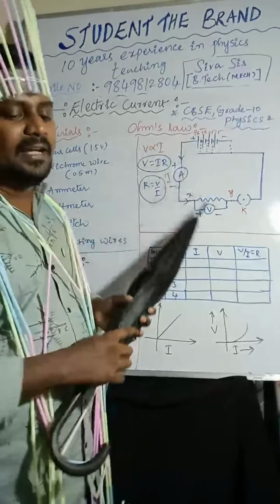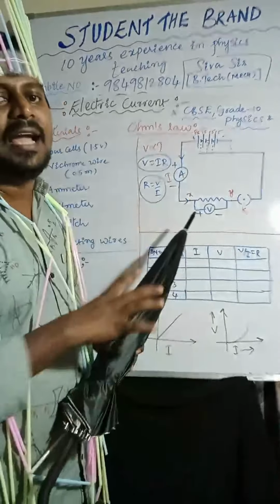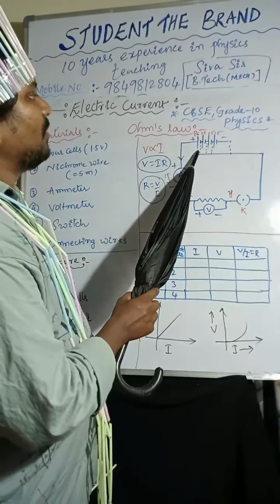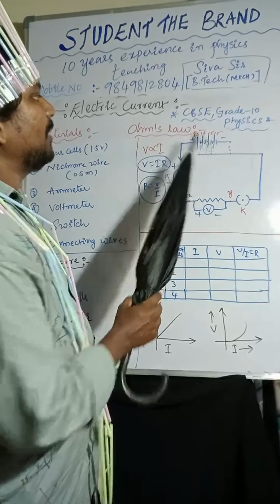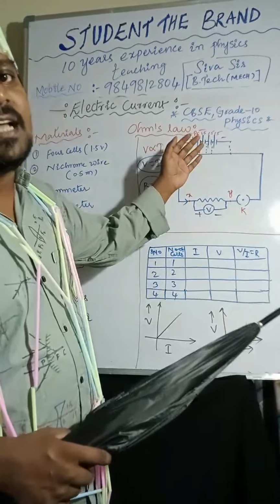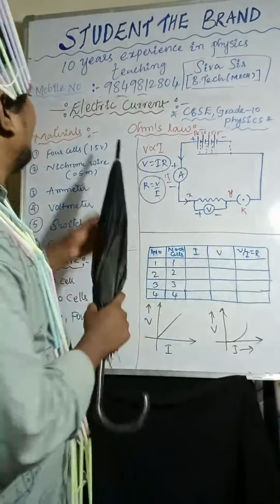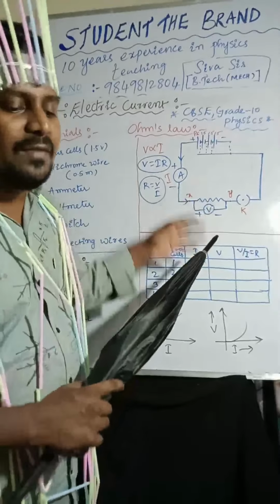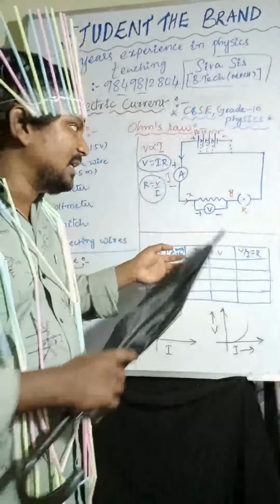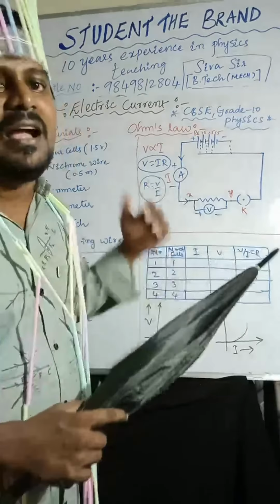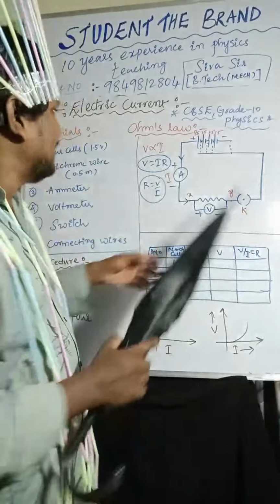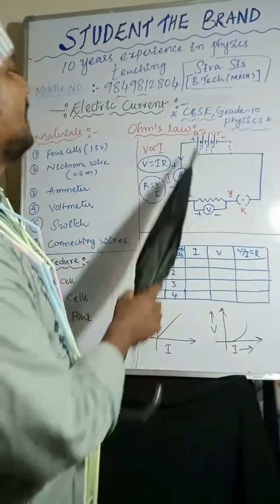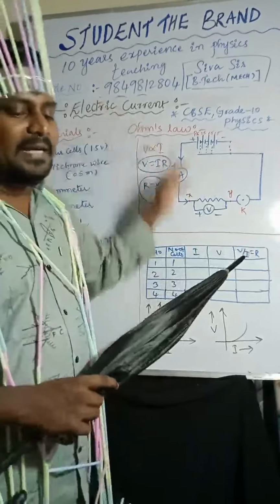For doing the activity we need 4 cells, 1.5 volts each. How many cells are there? 4 cells are there here. Nichrome is this one. Nichrome is an alloy of nickel, chromium, manganese and iron metals, and ammeter, voltmeter and switch and connecting wires. So these are the materials required.